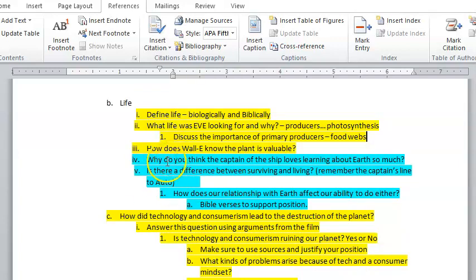Why? New paragraph. Why do you think the captain loves learning about the earth so much? There's that scene in the movie where the captain goes on this trail of learning about earth, and he starts learning about dancing and plants and harvesting and agriculture. And why do you think he loves learning about it so much? And then remember his line to Otto. Is there a difference between surviving and living? He said, I don't want to survive, I want to live. How does our relationship with the earth affect our ability to do either? Does our relationship affect our ability to survive, our ability to live? Is there a difference? Bible verses to support positions. So yes, definitely tell me where those verses come from.